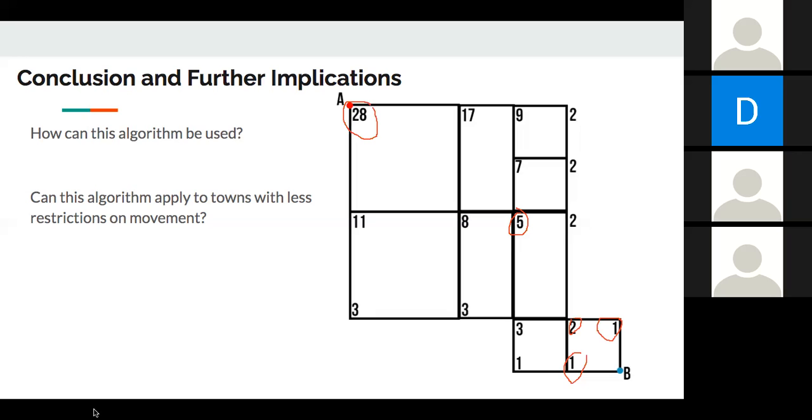And this is for rectangles as well. So we could apply this to towns with rectangles and squares.